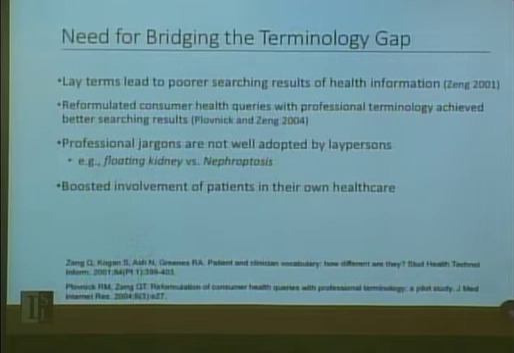And of course, professional jargon is hard for lay people to understand. For example, normal people may use a term like floating kidney, but professionals may use the term nephroptosis. It's even pretty difficult for me to pronounce it. So all these are a driving force for us to analyze how we can bridge the gap, how we can make the translation easier.